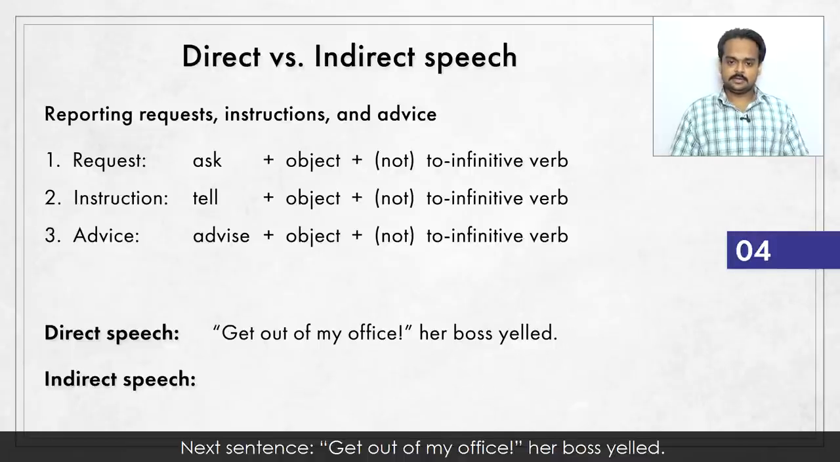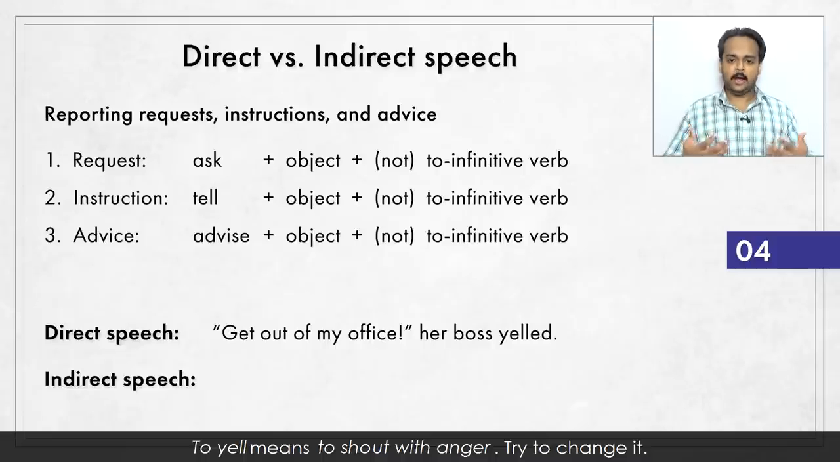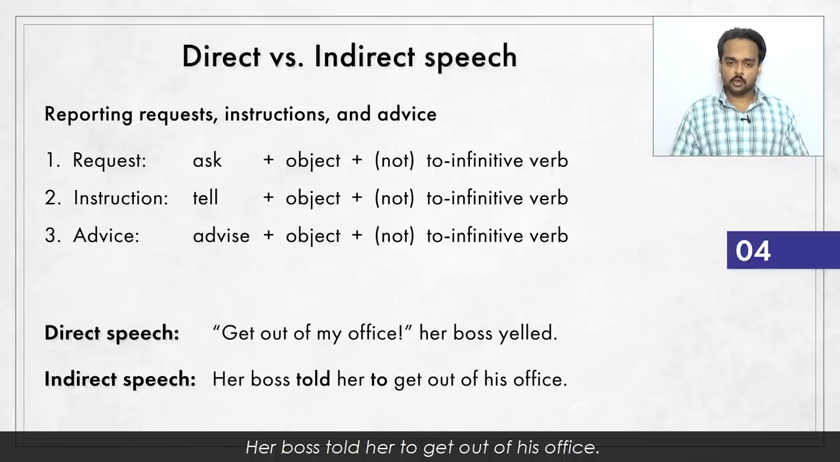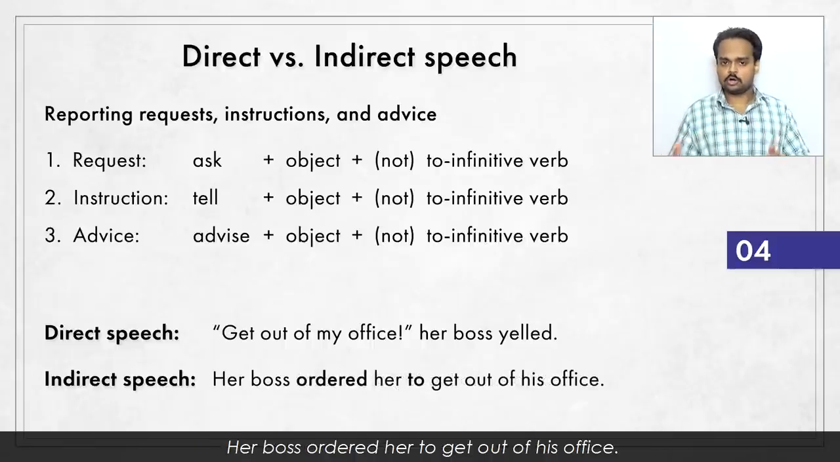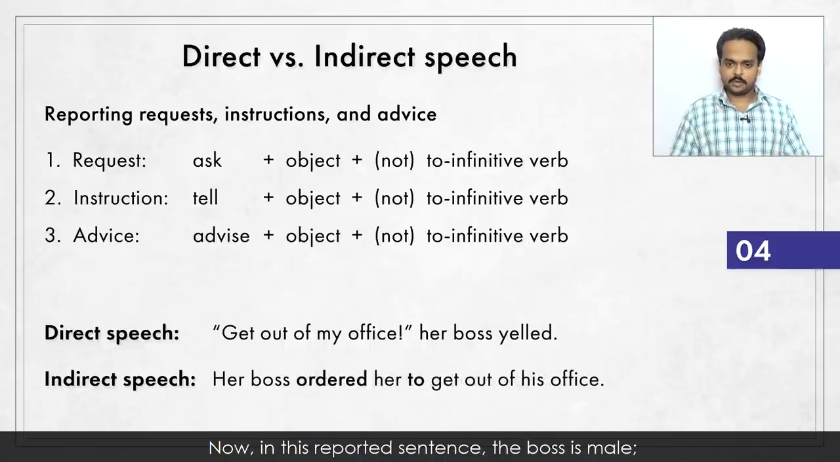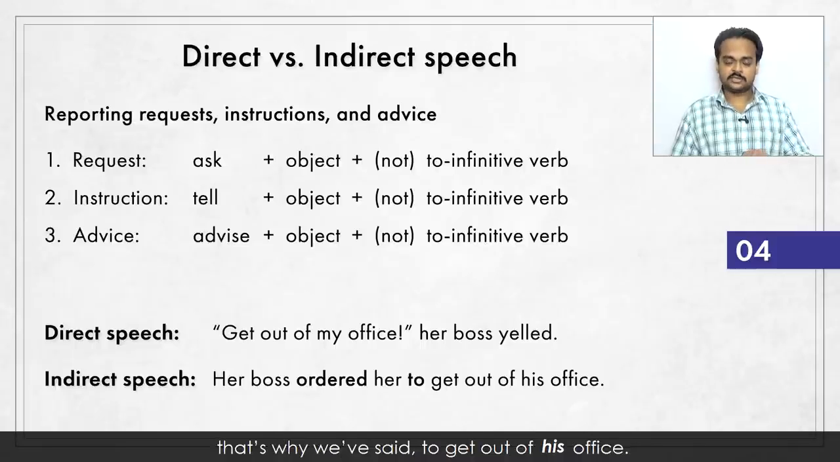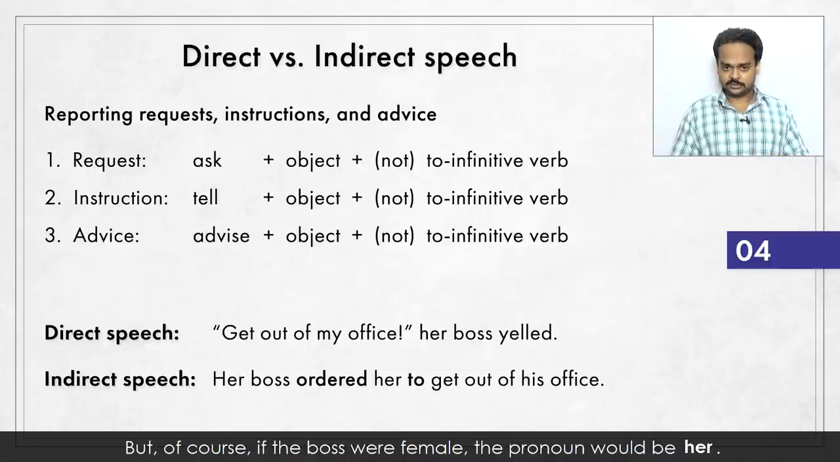Next sentence. "Get out of my office," her boss yelled. To yell means to shout with anger. Try to change it. Her boss told her to get out of his office. If you want to make it stronger, you can even say her boss ordered her to get out of his office. Now, in this reported sentence, the boss is male. That's why we've said "to get out of his office." But of course, if the boss were female, the pronoun would be "her."